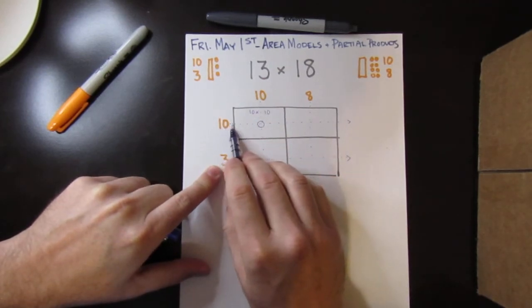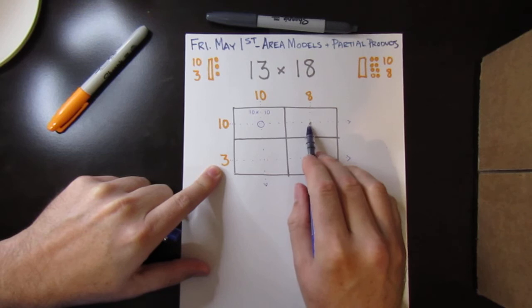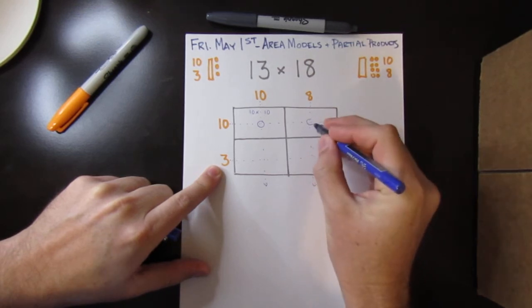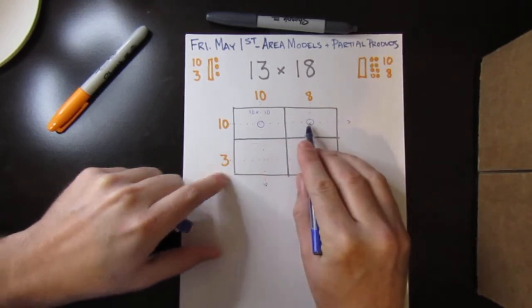Now let's follow this 10 across. The 10 travels all the way over to this point, right? Here's the 10. What does it intersect with?